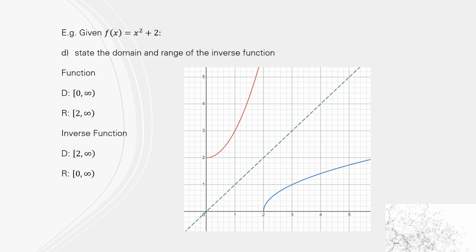So finding the domain and range, the domain of the function is 0 to infinity, and we switch it, so for our inverse the range is 0 to infinity. And the range for our function is 2 to infinity, and the domain for our inverse is 2 to infinity.